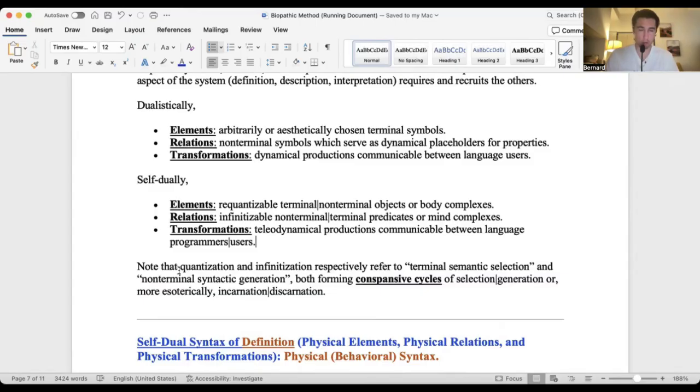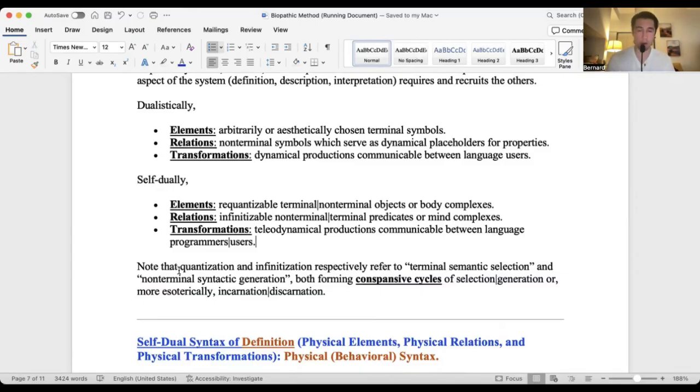Quantization would be a generalization of a stratum relative generalization, stratum distributive, generalization of quantum mechanical wave function collapse. Okay, so any object would be a collapse of a property, an instantiation of a property, aka a relation. Things become very natural and intuitive when you think of it this way. Quantum mechanical wave function collapse is no longer mysterious, right? And of course, then, what does a quantum wave function correspond to? It corresponds to the infinitization or the expansion, which, of course, expansion is a geometric analogy of something which is purely syntactic, meaning the non-terminal syntactic generation of the potentials corresponding to the elements or collapses. These are conspansive cycles of selection/generation or incarnation-discarnation.